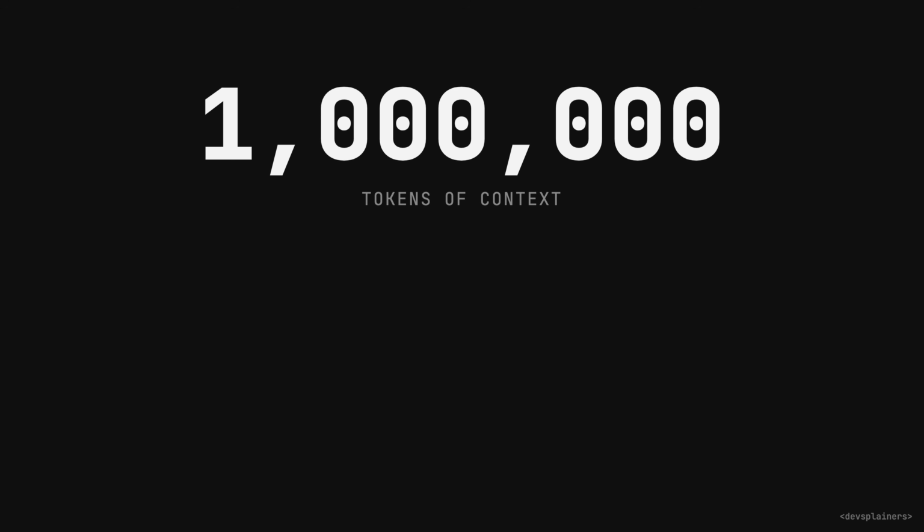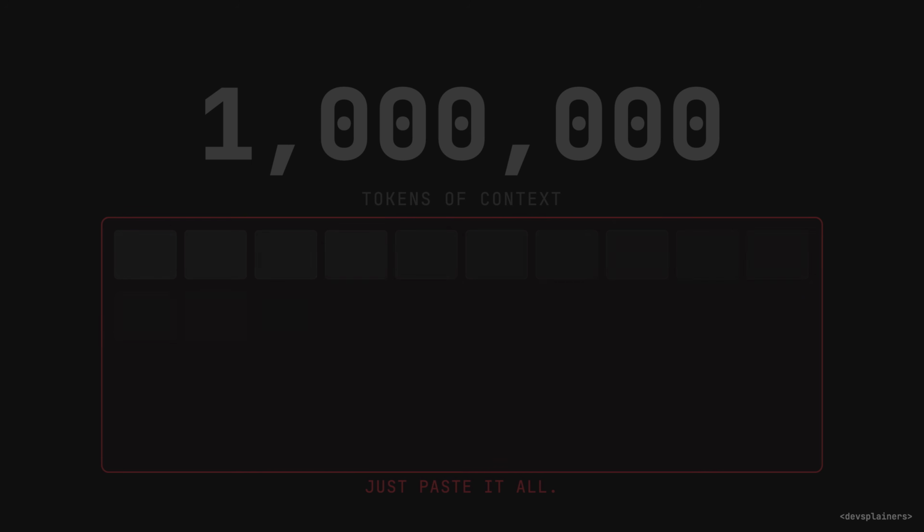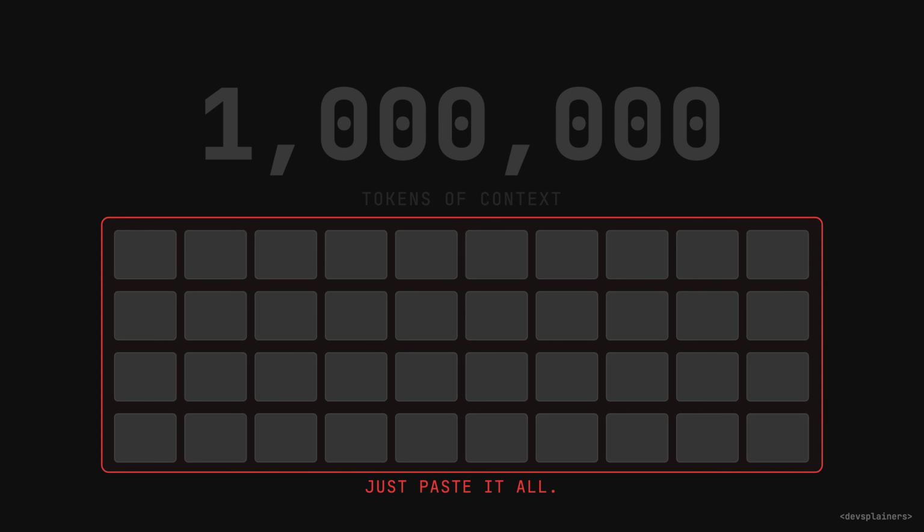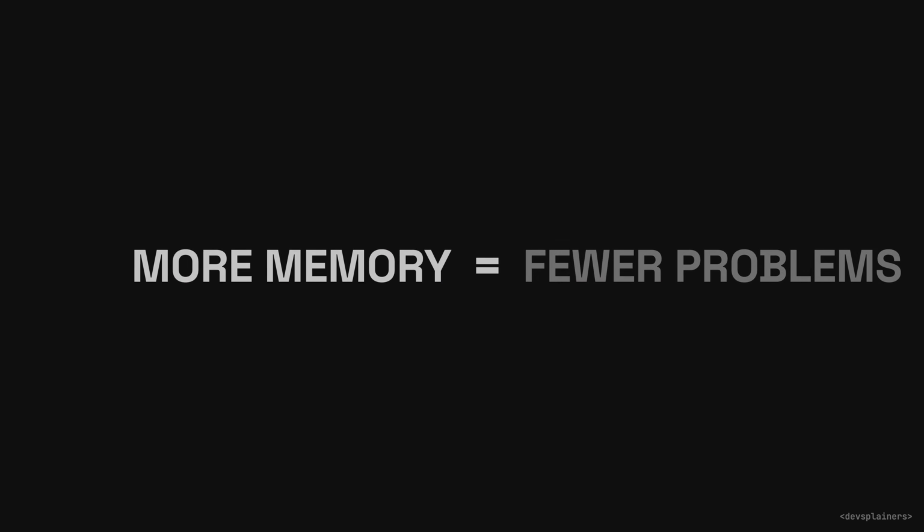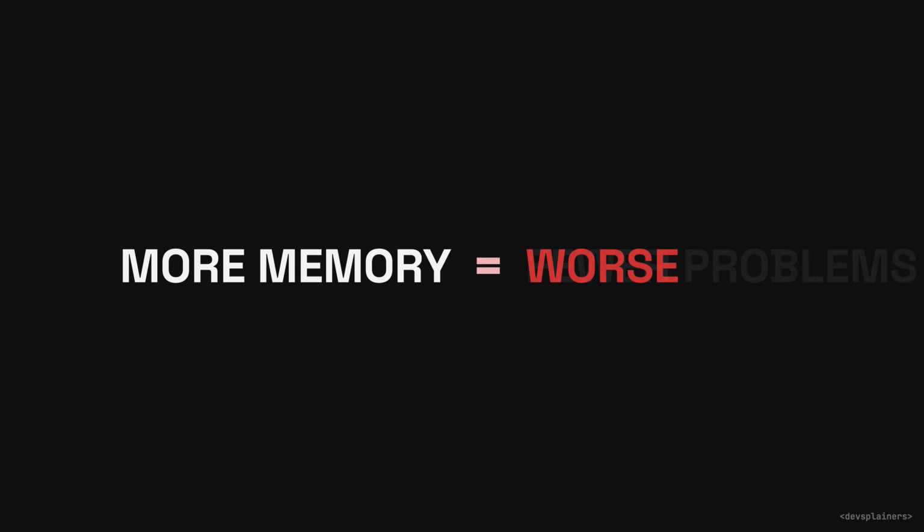You would think the fix is obvious. Models take 1 million tokens of context now. So stop deleting things. Paste the entire history in every time and let the model sort it out. More memory, fewer problems. It runs the other way.